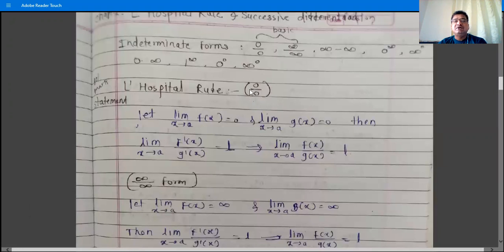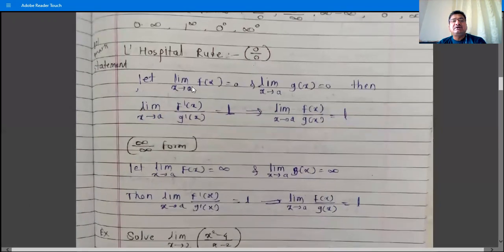There are two forms, 0 by 0 form and infinity by infinity form. So the statement is also important. Let limit as x tends to a of f(x) is equal to 0 and limit as x tends to a of g(x) is 0. Then limit as x tends to a of f'(x) divided by g'(x) is equal to L implies limit as x tends to a of f(x) by g(x) is equal to L. That is, limit as x tends to a of f'(x) divided by g'(x) is equal to limit as x tends to a of f(x) divided by g(x).